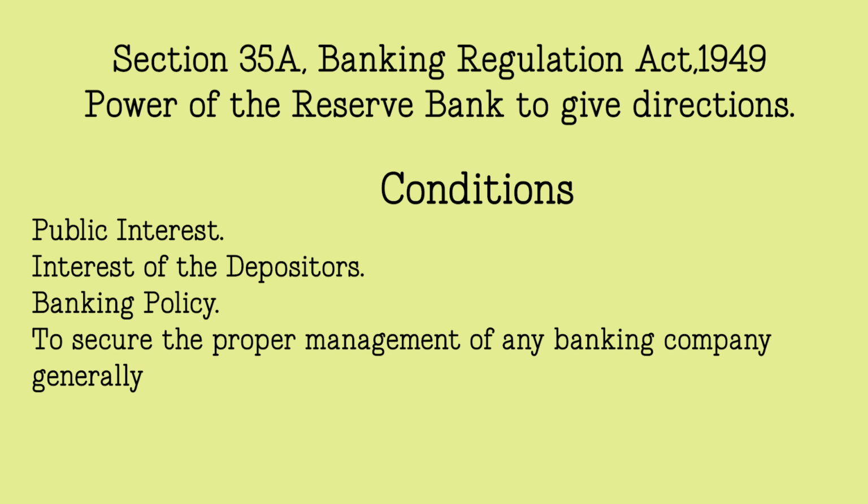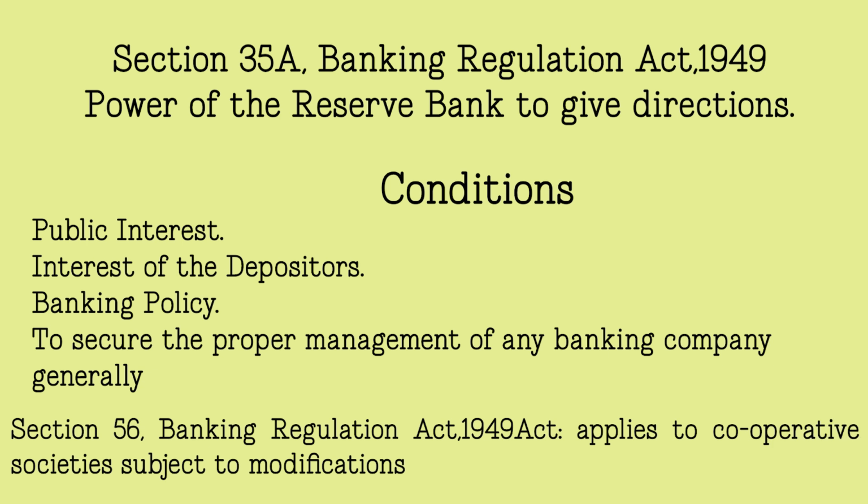However, they need to meet certain conditions before giving any such directions. Now, what are these conditions? First and foremost is the public interest, that the direction should be in the public interest, and it should be in the interest of the depositors. That is the second condition. Now, the third condition is that the banking policy should be kept in mind while giving these directions. And last but not the least, these directions should be given to secure the proper management of the banking company. If these four conditions are met, then the Reserve Bank can give directions to the banking companies.